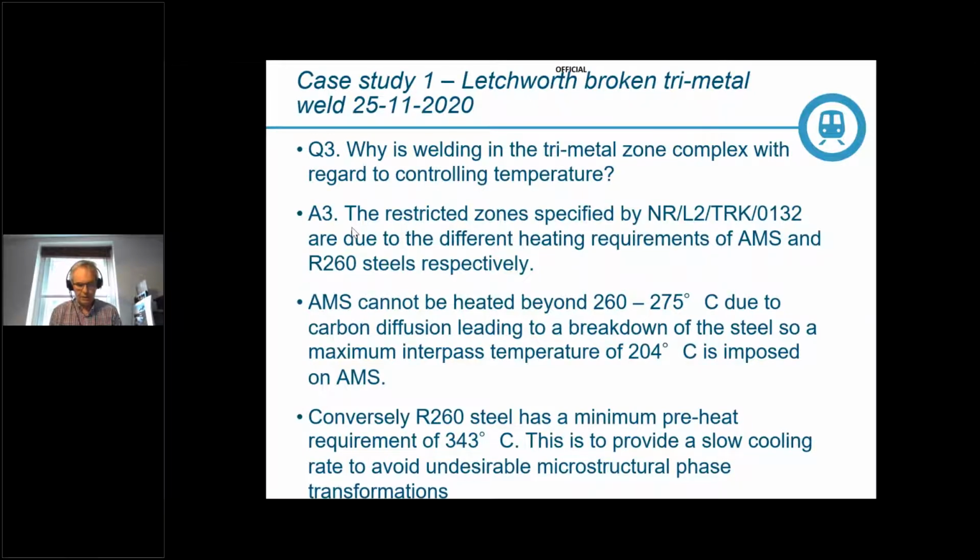Conversely, R260 steel has a minimum preheat requirement of 343 degrees C, and the aim is to provide a slow enough cooling rate, so you put lots of heat into the rail, to avoid the undesirable microstructural phase transformations if you suddenly chilled the weld.